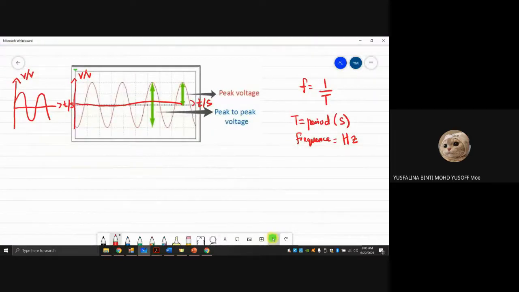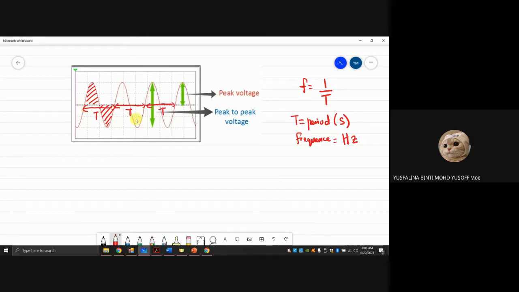Let me clear it first. So we know if you want to calculate frequency, you must have the period. So how can I find the period from this graph? The period is actually the two semicircles here. Two semicircles here equal one period. So this one is T, and another one here is also T. Every two semicircles equals one T, one period.